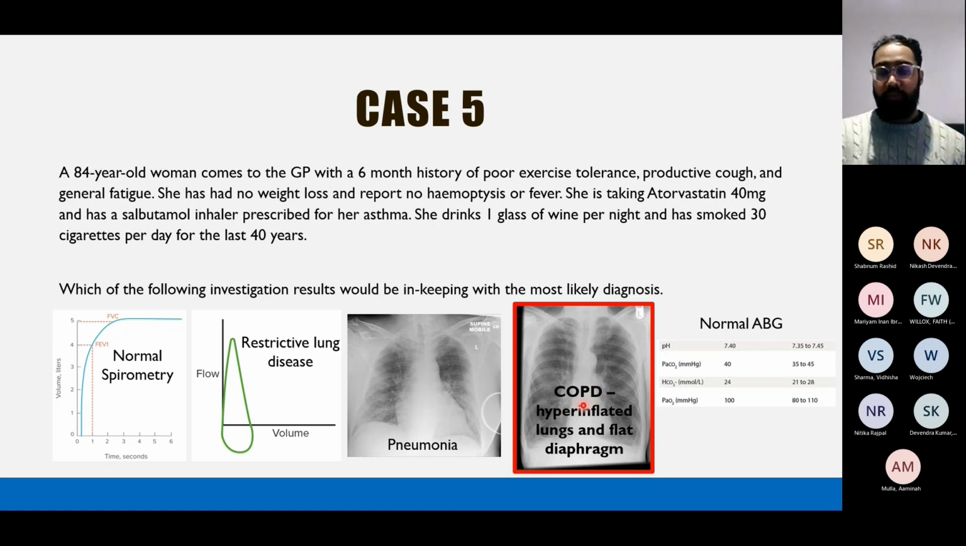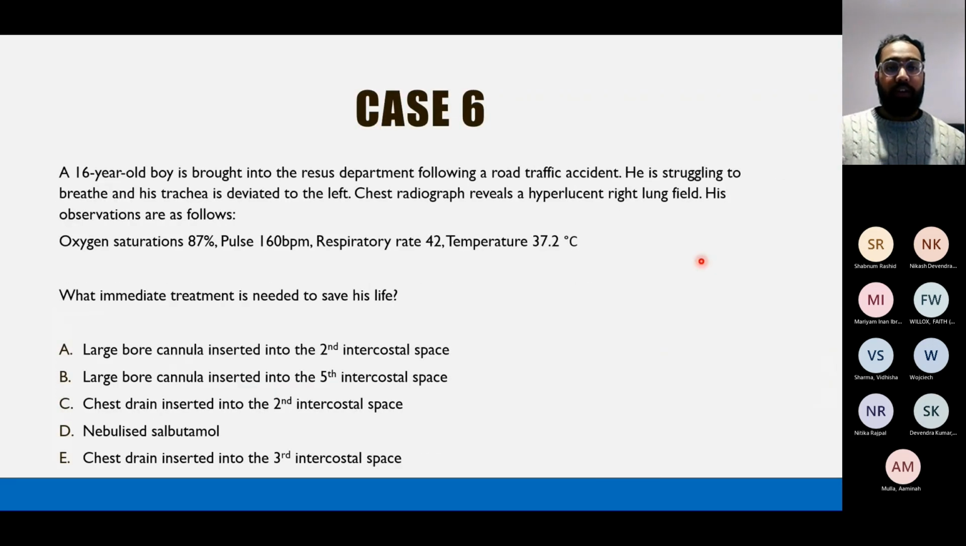But if you want to be sure, you can eliminate these 3, and then you look at the ABG. All of the values are within the range, so it's normal. And we know that COPD presents with a compensated respiratory acidosis. So that's why the answer is D for that one.